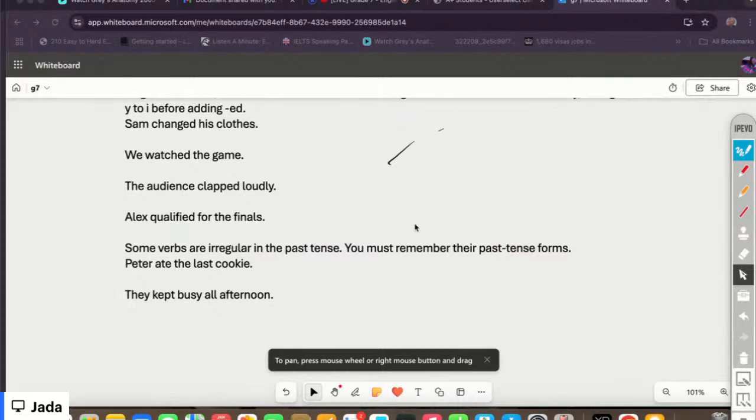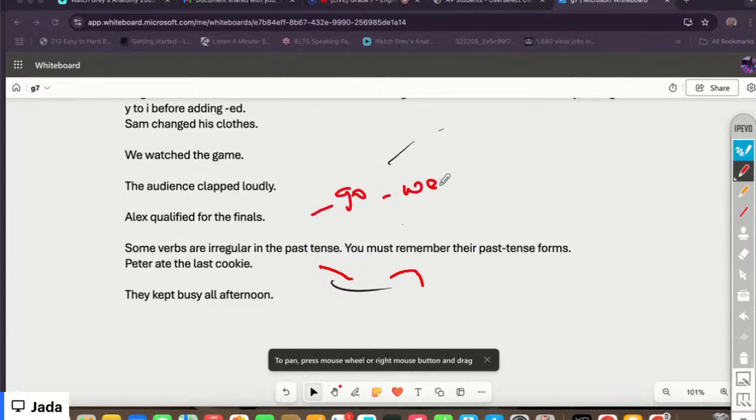And then we also have some verbs that are irregular in the past tense. Of course, we know that some verbs are already irregular in the past tense form. You must remember their past tense form, just like the ones that we have already done above. So you have to make sure that you remember the irregular form of the verb. Like this, we have, for example, go, went. So it's already in the past.